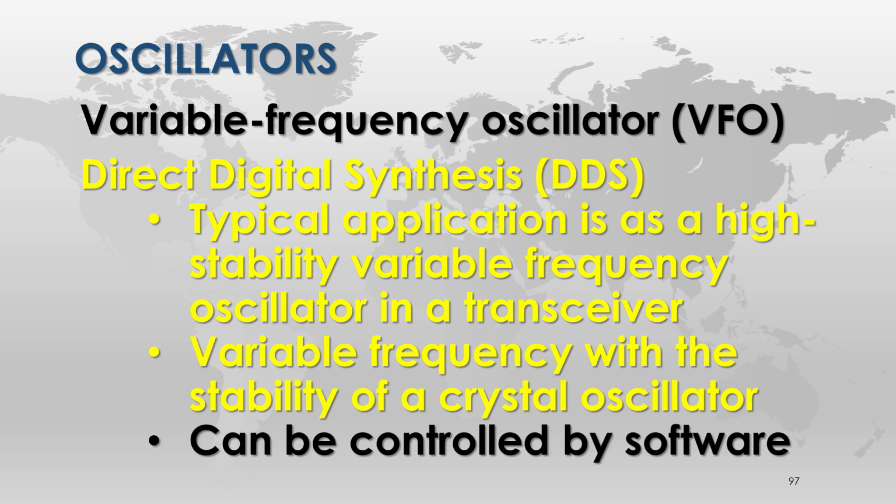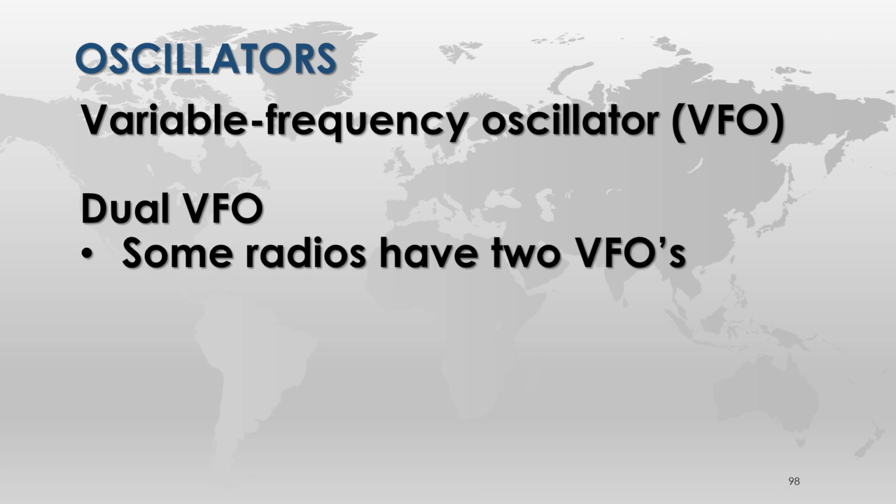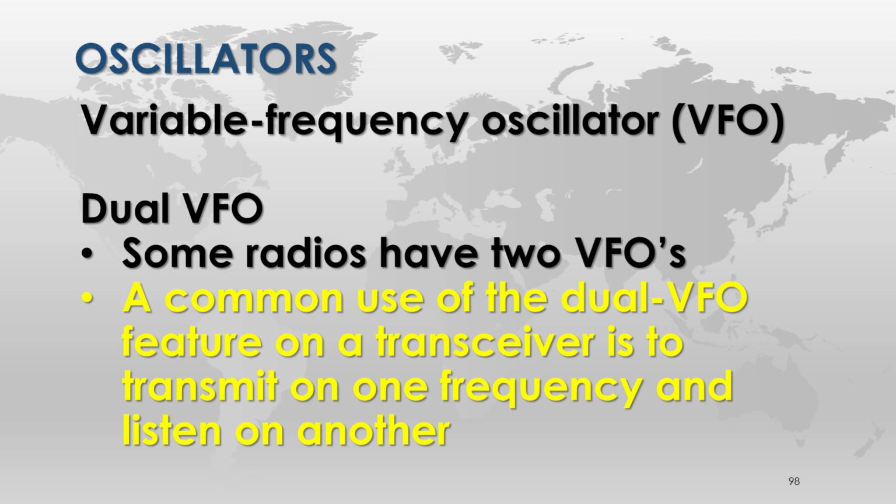Okay, it can be controlled by software. The dual VFO is where some radios have two of them. A common use of the dual VFO feature on a transceiver is to transmit on one frequency and listen on another. So I can transmit on the frequency that's in the top window and listen on the frequency in the lower window. And then that splits up our conversation into two halves. And unless they have our frequency pair, they can only hear one half of the conversation. Or if I'm talking through a satellite, I go up on 2 meter and I listen in on 4 meter, or I can cross band. There's all kinds of things you can do with a dual VFO.